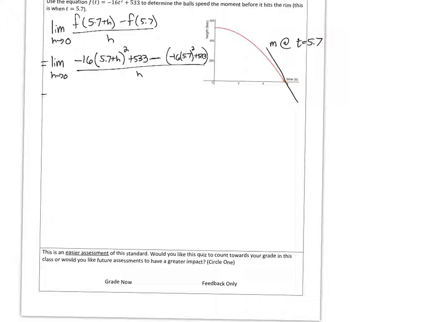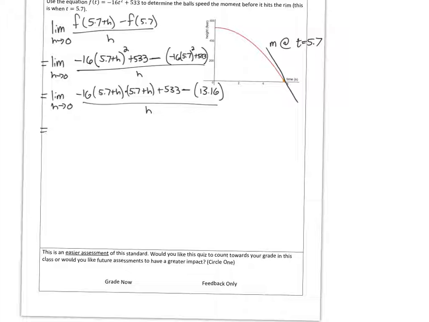And this is a lot of algebra on the numerator. So I'll just quickly do it. So negative 16 times 5.7 plus h times 5.7 plus h plus 533. And when I do the stuff in the parentheses, I get 13.16. So I've already simplified all of that right there. So when I simplify it, that's what it becomes. All of that's over h. I'm just going to squeeze this up.